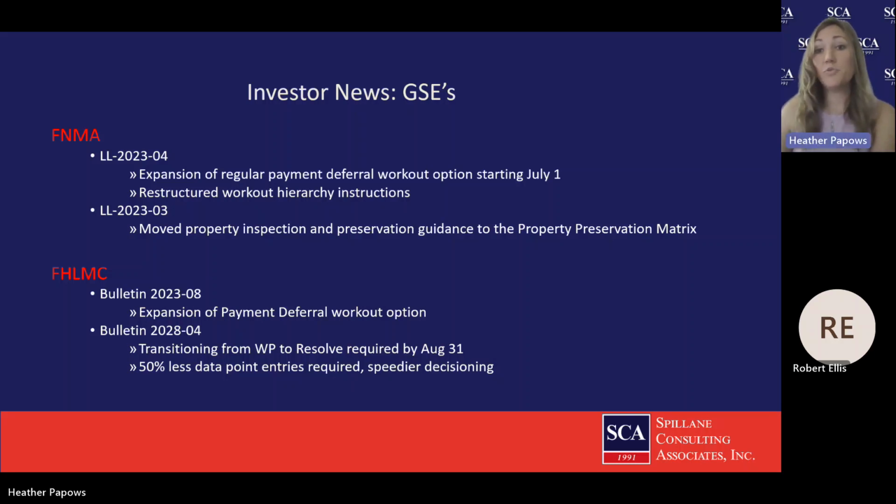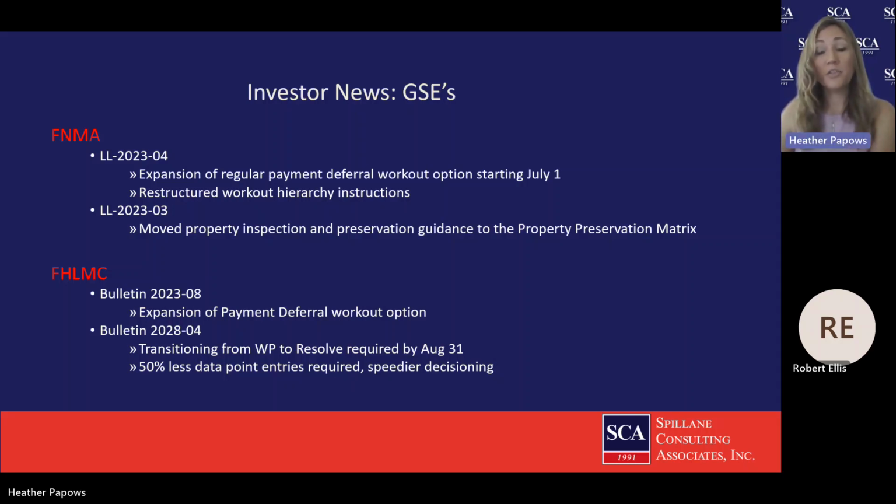Fannie Mae's Lender Letter 2023-04 highlighted the expansion of their regular payment deferral workout option to begin July 1st, this being in response to the expectation that servicers continue to offer streamlined deferrals and modifications wherever applicable now. They have also restructured their workout hierarchy in the lender letter and within their guides. So if your procedure documents don't already refer you out to the investor guide for the latest info, it would be a good idea to review these changes.